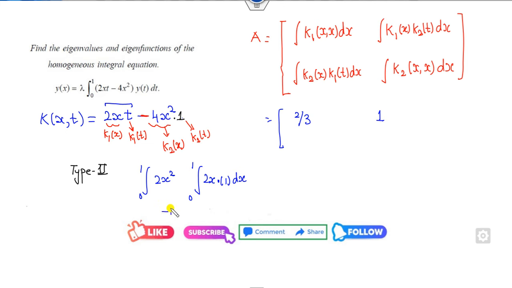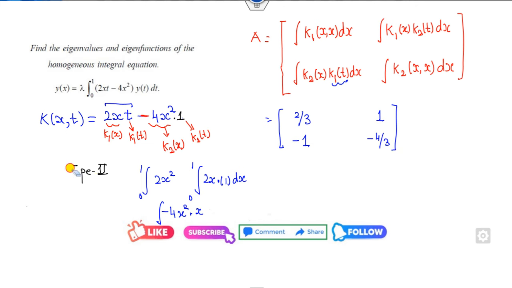K2(x) is minus 4x squared into k1(t), and k1(t) will be x. You all have to write it in terms of x. So it's 4x cubed, with the minus 1. What is k2? It is minus 4x cubed. The integration of this will be minus 4 over 3. Fine.